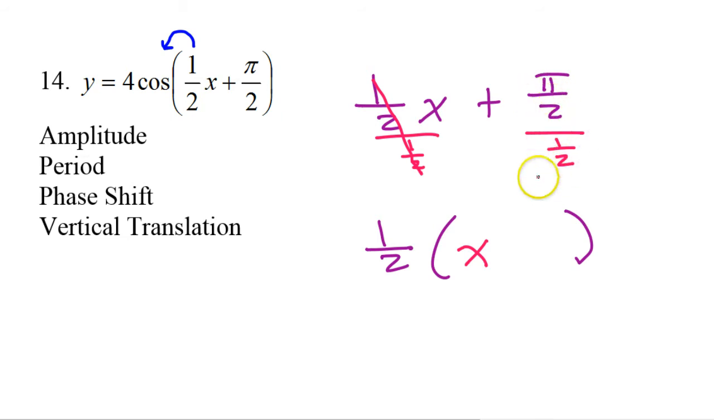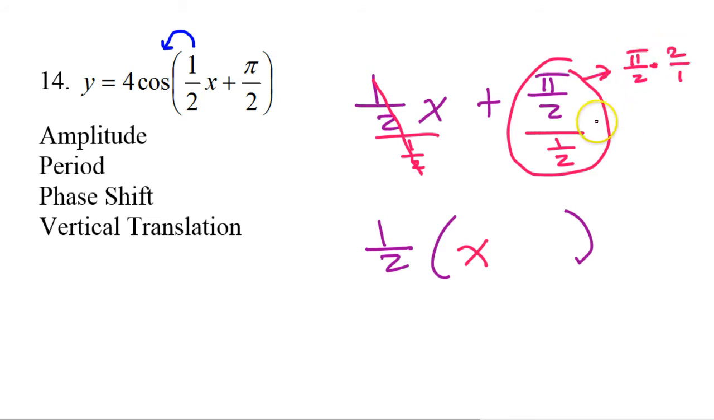Well, when you are dividing with fractions, you multiply by the reciprocal. So this is the same thing as pi over 2 times 2 over 1. I'm multiplying by the reciprocal. So this is 2 pi over 2, and those 2's cancel out, so you just have pi. So that's why I'm going to have plus pi right here.